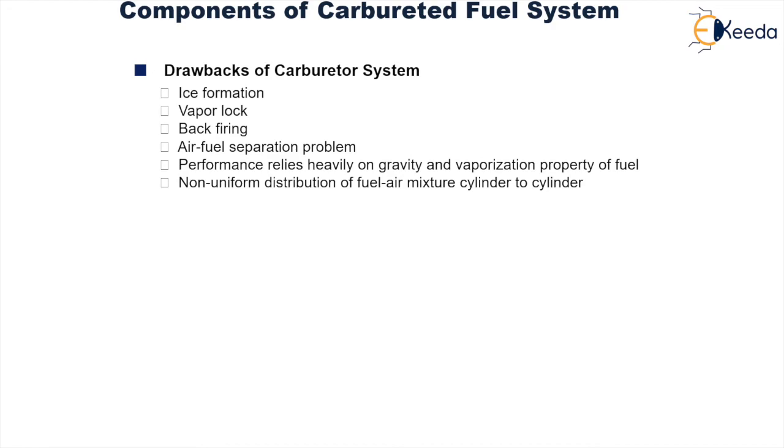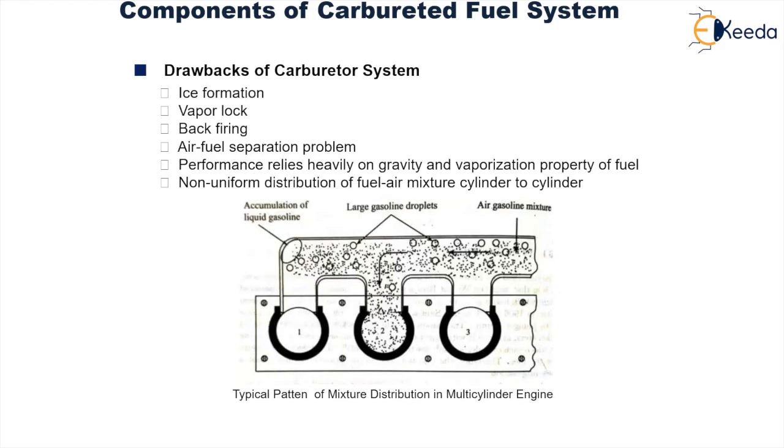Non-uniform distribution of fuel air mixture from cylinder to cylinder. This happens in the case of a multi-cylinder engine. Let us see. This is an example of a three-cylinder inline engine. You can see that from the right side, air and gasoline mixture is being given to the inlet manifold. The drops of the fuel are depicted like large gasoline droplets. As they encounter a bend, because of their density, accumulation of liquid gasoline takes place there, and it is not possible to supply the required air fuel mixture to every cylinder every time. This is the major drawback of the carburetor carburation system. Okay, thank you very much.